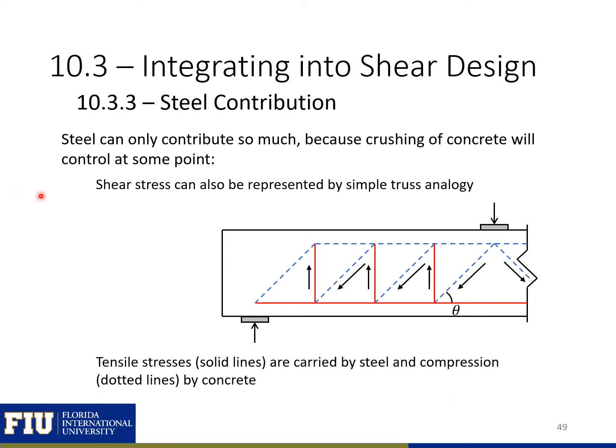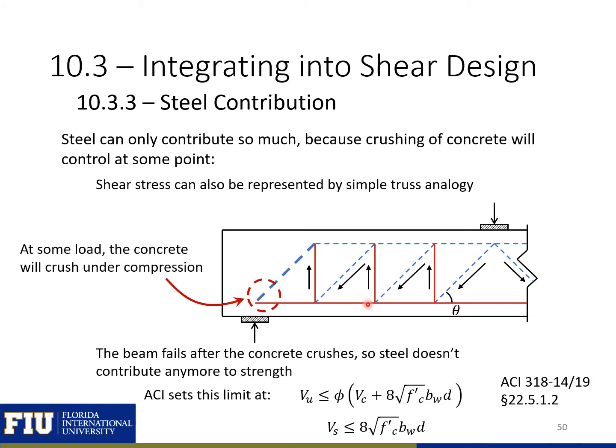So with ACI, we can estimate our shear stresses with a simple truss analogy to represent how our stresses flow through our structure. Here our blue dotted lines are compression and our red lines are tension. So you can see that at some load, the concrete's going to crush under compression. At this point, when we have failure of this blue element, it doesn't matter if we add more reinforcement to resist these tension stresses that develop, because we already have failure of this blue element that's going to control the capacity of our section.